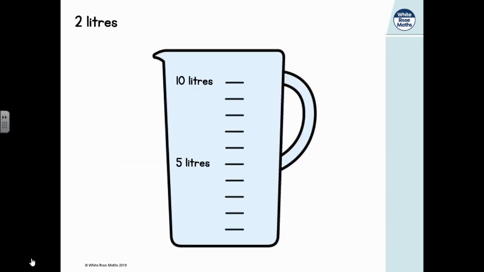Alex wants to use her rocket again. She needs 2 litres of water to fill the bottle. Here's her big jug. You can fit 10 litres in this jug. But where is the 2 litre line? Alex isn't sure, so she has a good idea.